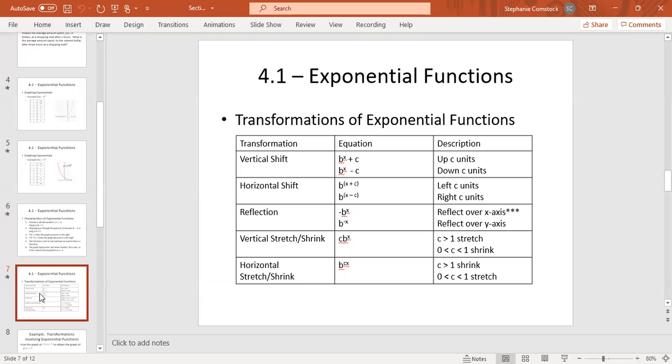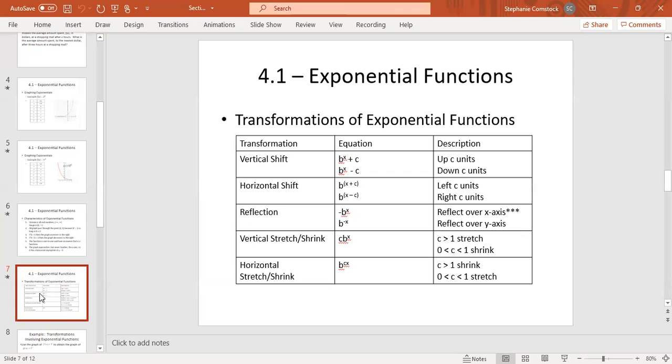Now, for horizontal shifts, it is going to be up in the exponent with the x, so it's going to be in that little bitty kind of superscripted font. I tend to put parentheses around mine just to help me remember that it's going to be the opposite of what I think it's supposed to be. Sometimes they may or may not put that on there, but plus is left and minus is right.